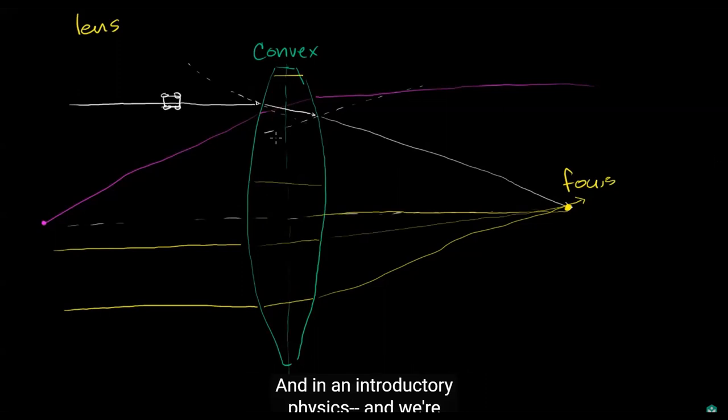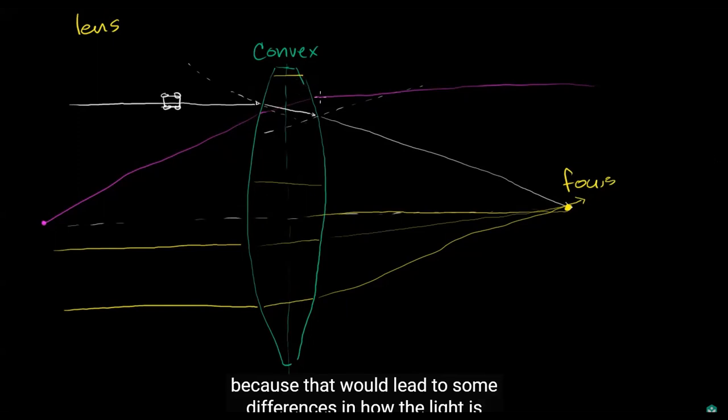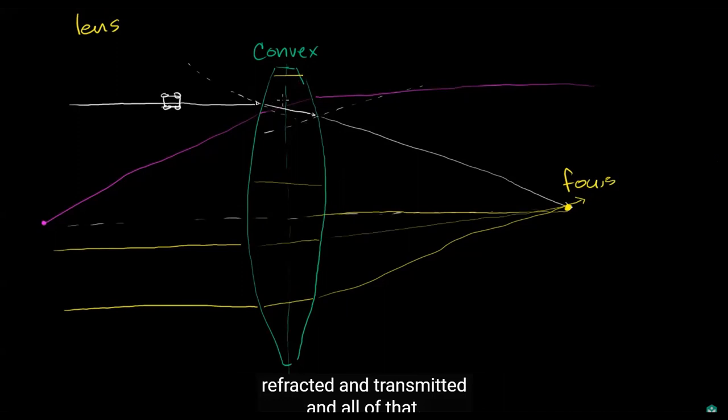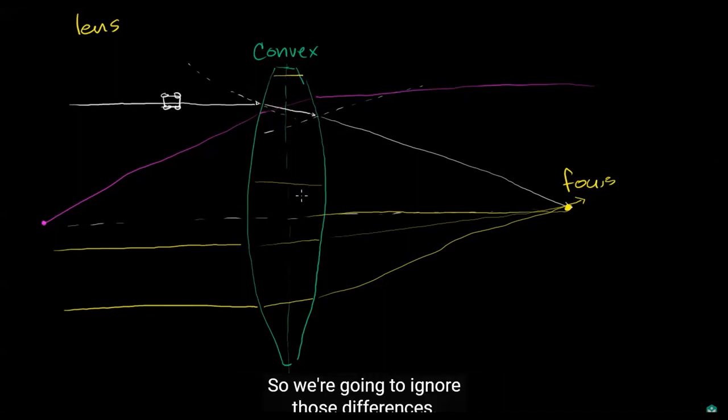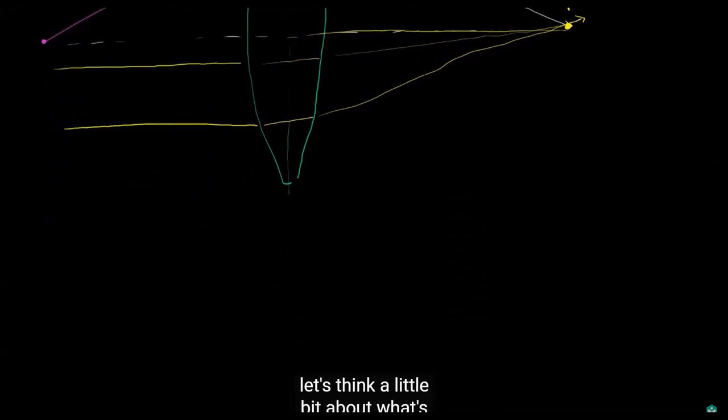And in an introductory physics course, and we're going to do that here as well, we're just going to ignore that difference in distance, because that would lead to some differences in how the light is refracted and transmitted, all of that, because it has to travel a smaller distance here than over here. So we're going to ignore those differences, and we're just going to make the thin lens assumption. But using a thin lens assumption, let's think a little bit about what's going to happen with the light.